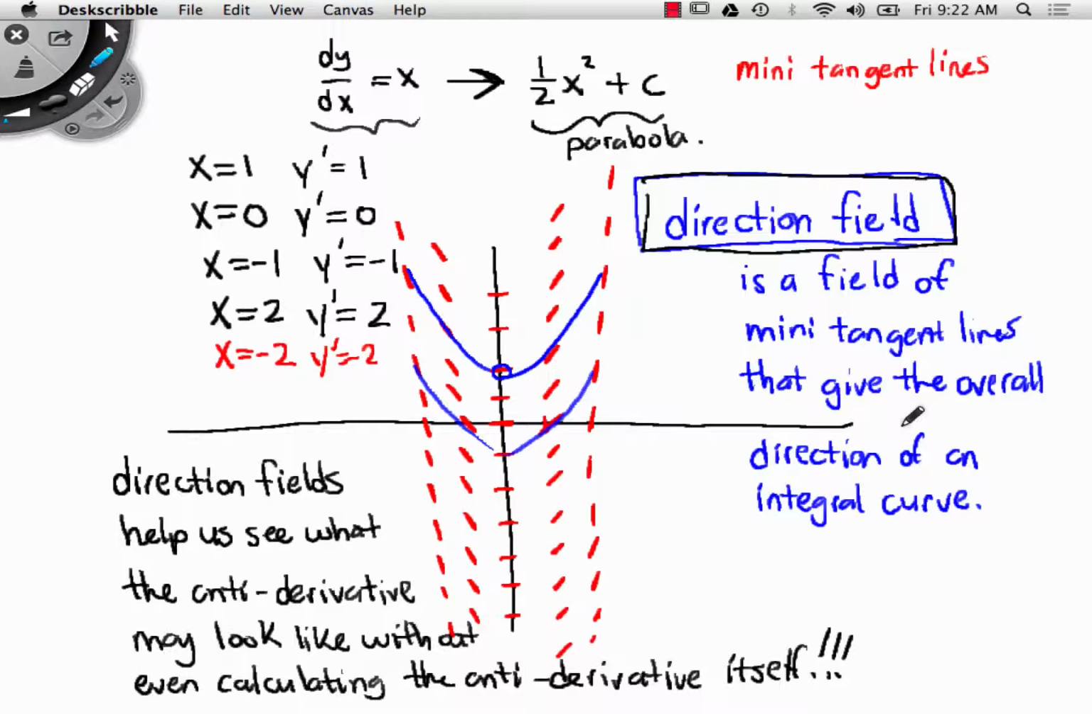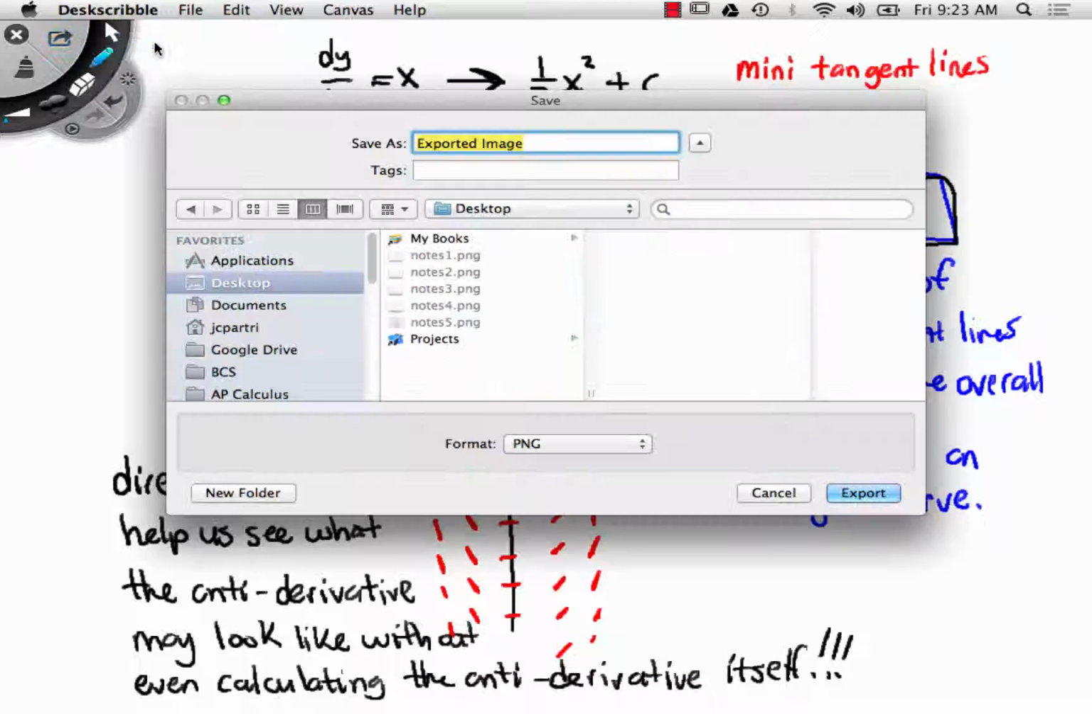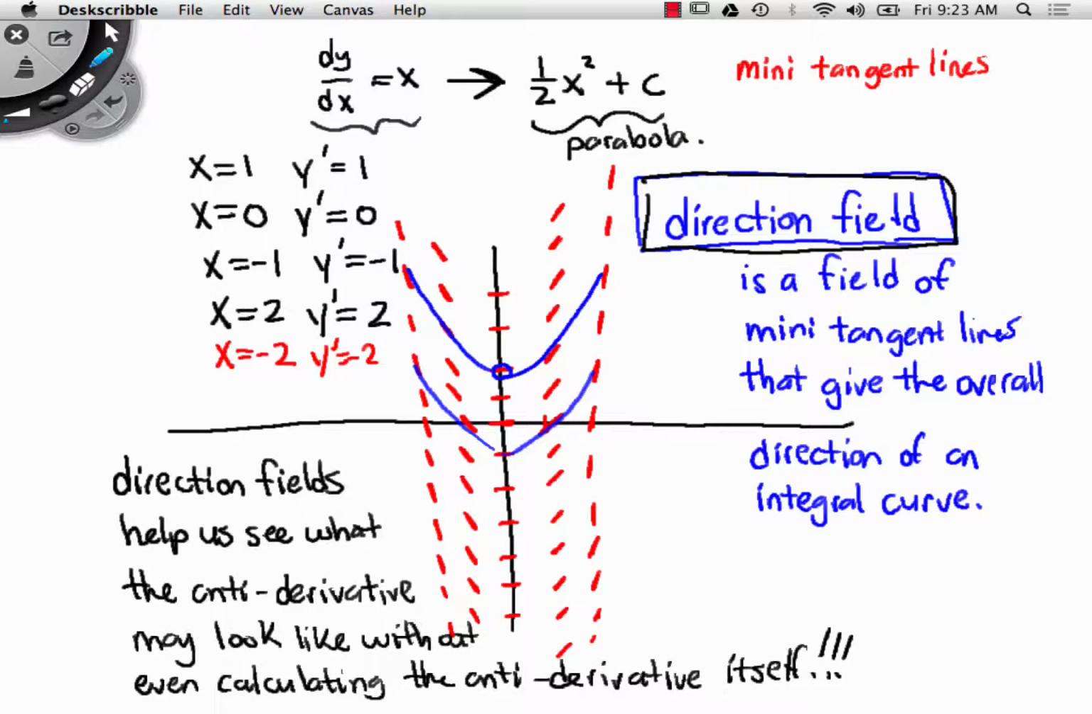Okay? So what we've done now is we've talked about two brand new topics. We've talked about direction fields, and we've talked about initial value problems, a differential equation that comes with some initial value so that it clears up what the C is. Okay? All right. Notes 6. Beautiful. There she is.